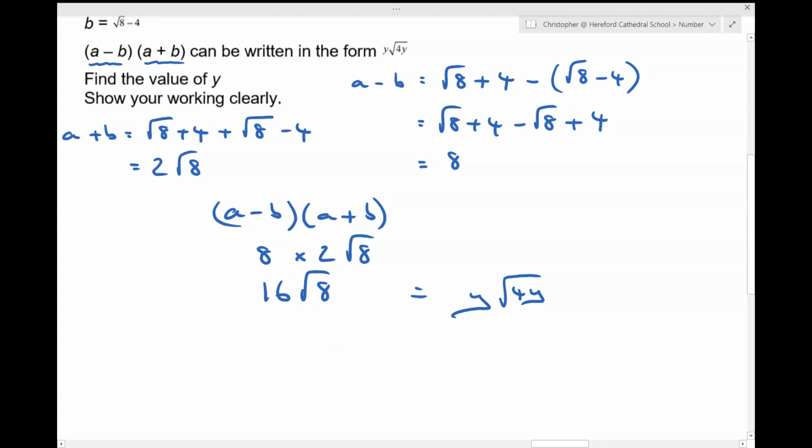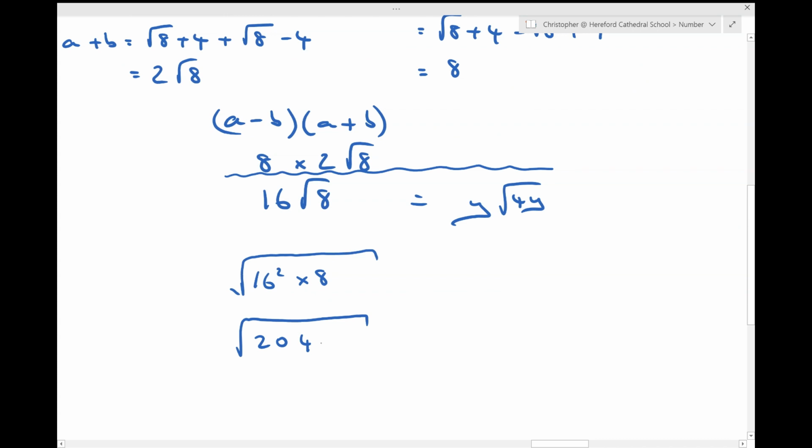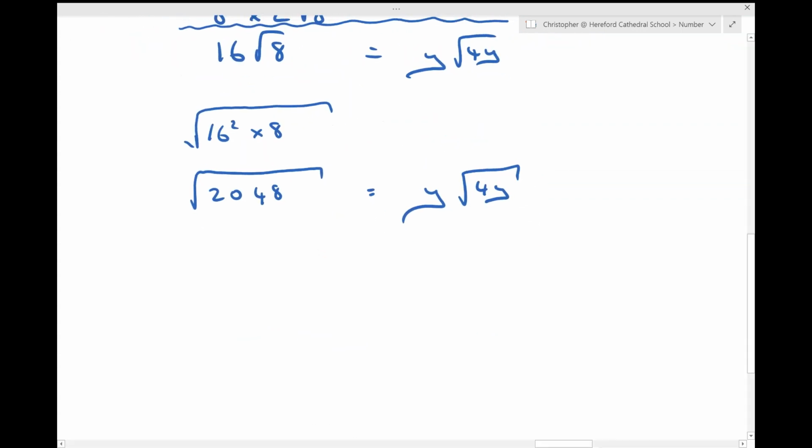Now, I wish I could tell you some way of sort of intuitively doing this, but I can't. What I have ended up doing is as follows. I've ended up saying, well, this left-hand side is the square root of 16 squared times 8. So it is the square root of 2048. Now I need to write that as y multiplied by the square root of 4y, and I still can't tell you any intuitive way of working out what y is there. So what I had to resort to do was take the y inside the square root. So this is 4 times y cubed.